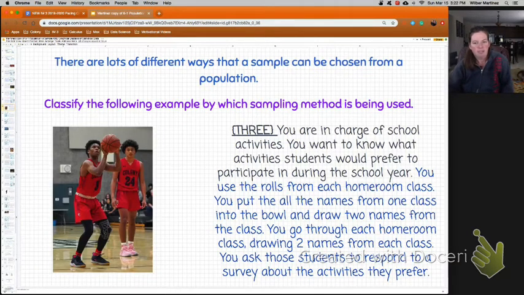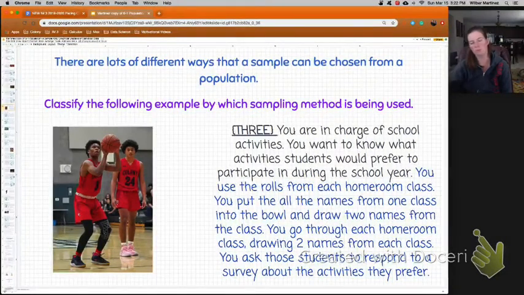Same scenario, it says you use the rosters from each homeroom class. This would be kind of like our 4th period class. So you use the rosters from every Titan Academy class. You put all the names from one class into the bowl, and you draw 2 names from the class. So if they came into my 4th period and they looked at my entire roster and they randomly selected 2 names. It says you go through each homeroom class drawing 2 names from each class.